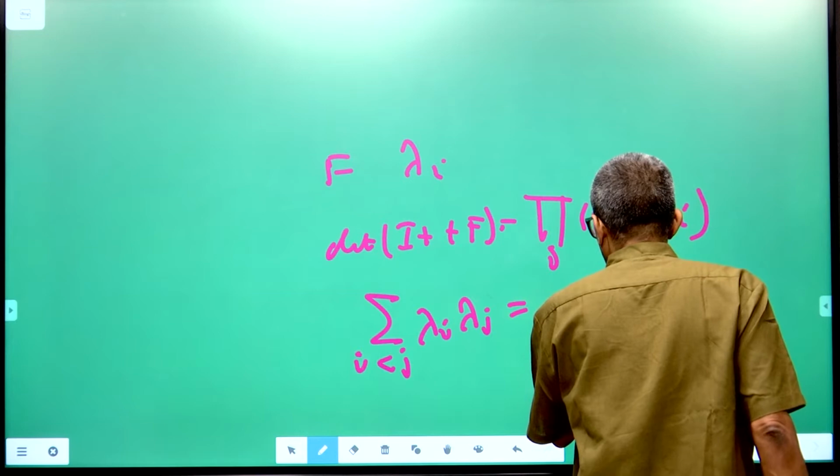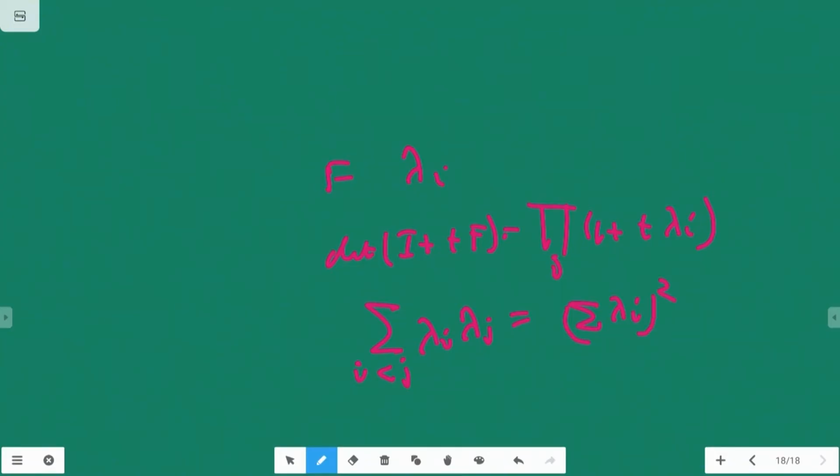This can also be written as summation lambda i whole square minus summation lambda i square, divided by 2, but sigma lambda i is the trace of F which is 0. So this gives you minus half sigma lambda i square, but lambda i square summed is nothing but the trace of F square. So you can write this as minus half trace of F square, but what is F square? By F square I mean F wedge F, multiplication in the space of skew symmetric forms. So trace of F wedge F, apart from a constant, gives you the second Chern class, and this is a topological invariant.